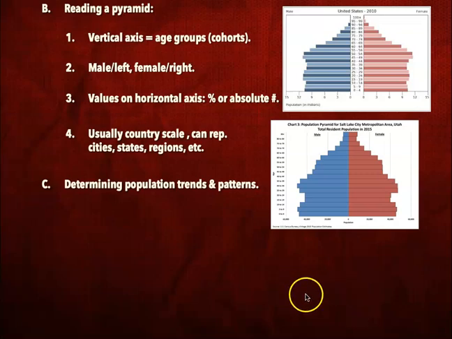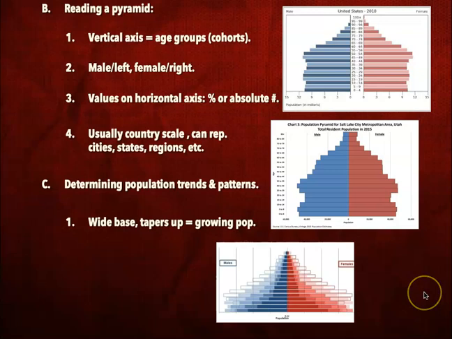Let's see, determining population trends and patterns. So here we can talk a little bit about what exactly it is we see when we're taking a look at some of these. You might remember them talking about this in the little TED Talk video that we watched, and this whole idea that when you see a really, really wide base and then it tapers up to a little skinny point like that, that is where you can safely assume that you're looking at a population group that is in what we call a rapid growth population stage.